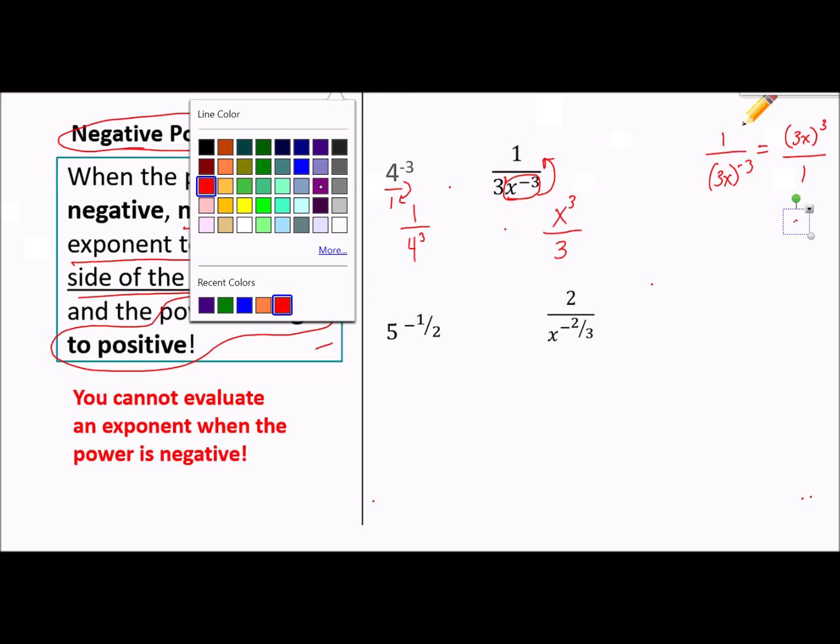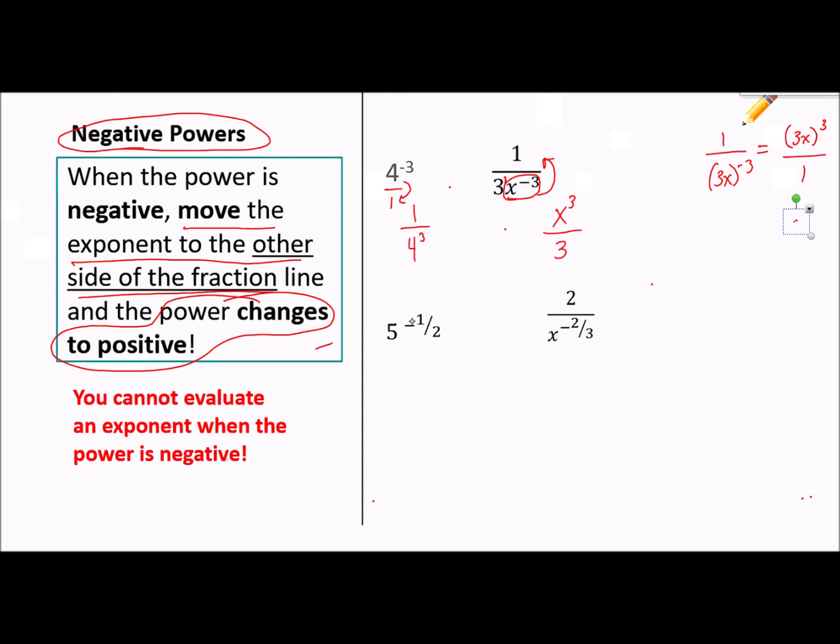Okay, let's look at some with fractions. 5 to the -1/2, all right? Technically, it's 5/1. To make the power positive, you jump it to the other side. So now it's 5 to the +1/2, and you put a 1 to hold the spot on top.